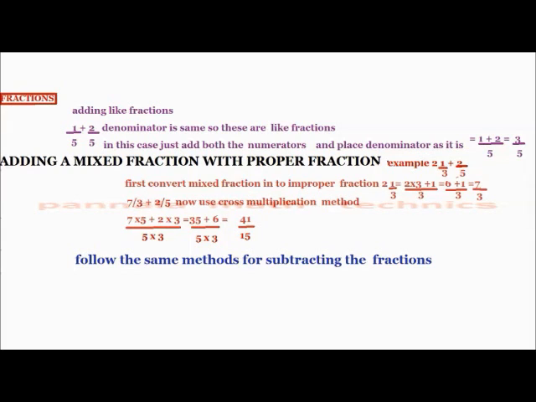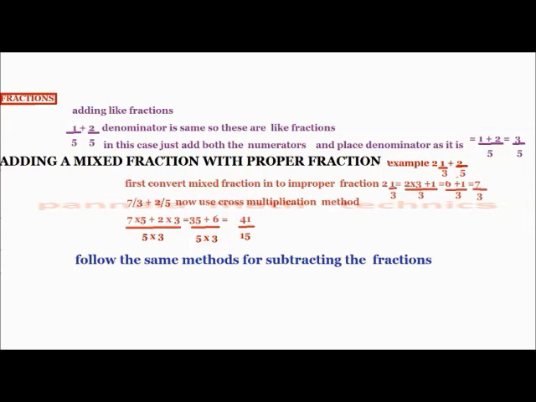Now adding a mixed fraction with a proper fraction. Example: 2 1 by 3 plus 2 by 3. First convert the mixed fraction into an improper fraction. That is, 2 1 by 3 can be written as 2 into 3 plus 1 by 3. That is 6 plus 1 by 3, that is equal to 7 by 3.